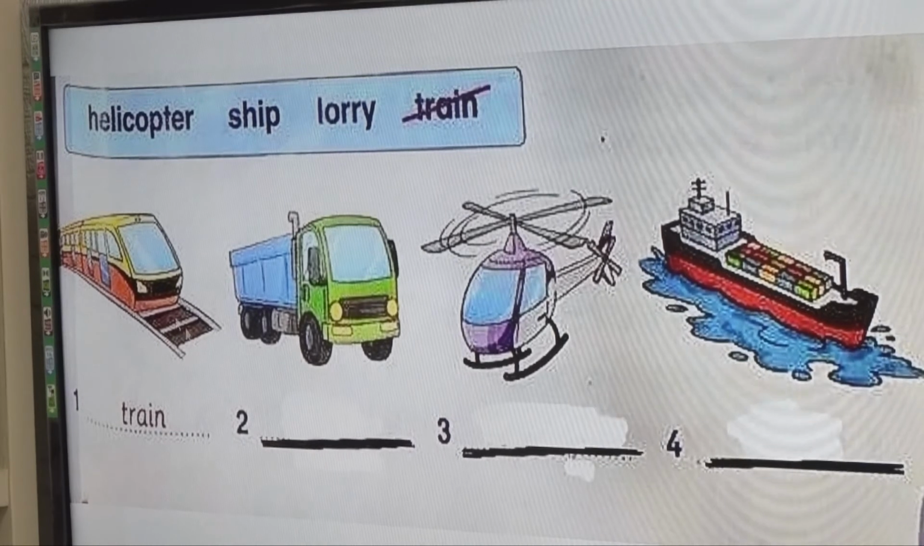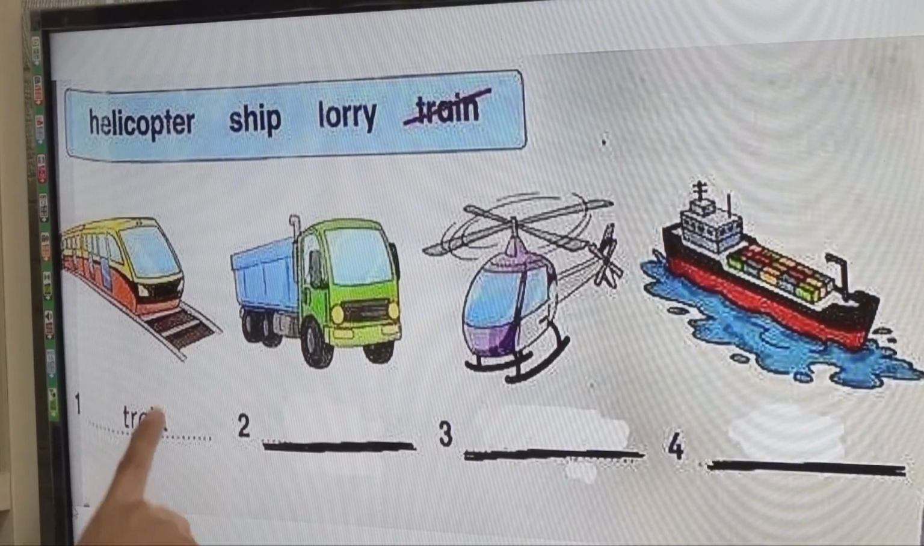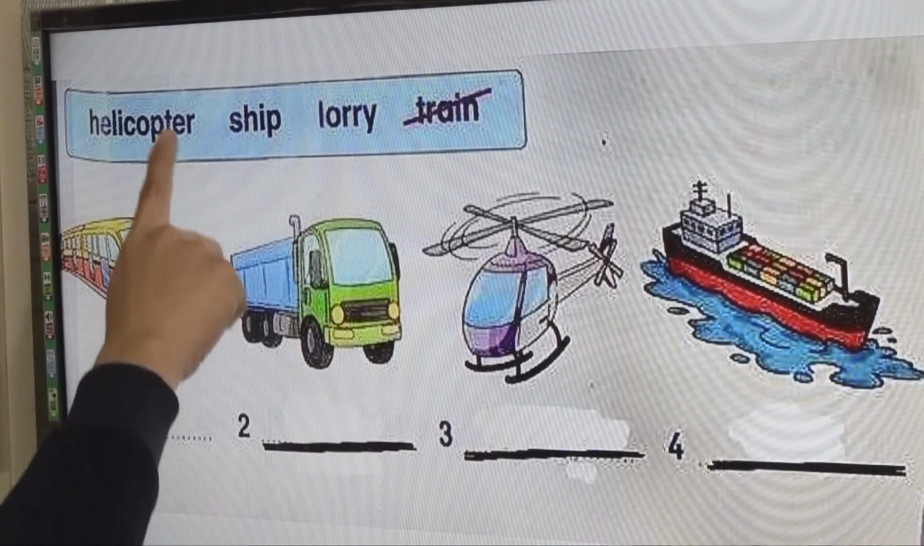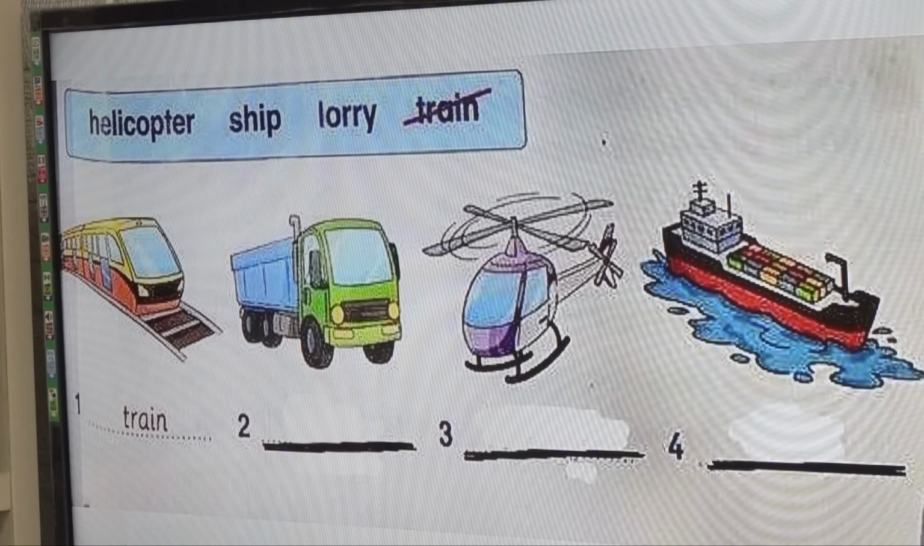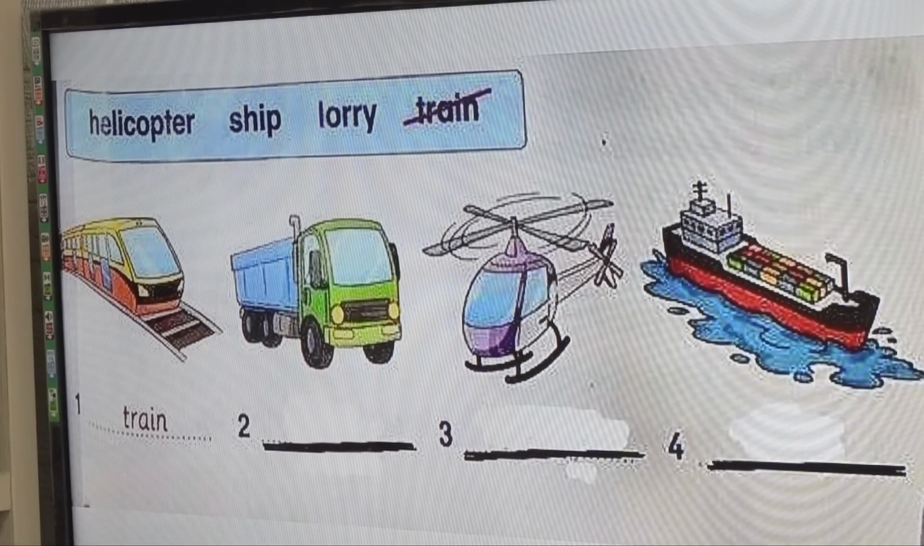We listened to the girl before with her teacher. So we write down train, and we cross out the word in the box. So we have 3 more words left, for 1, 2, 3. 3 more pictures. So what do you think number 2 is? Is it a helicopter, a ship, or a lorry? Right, it's a lorry.